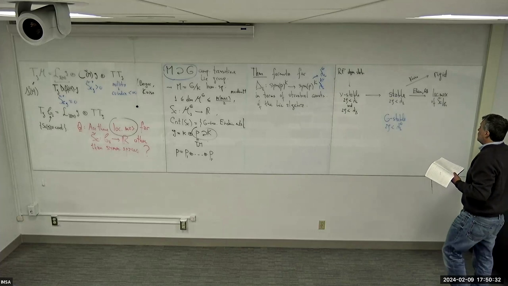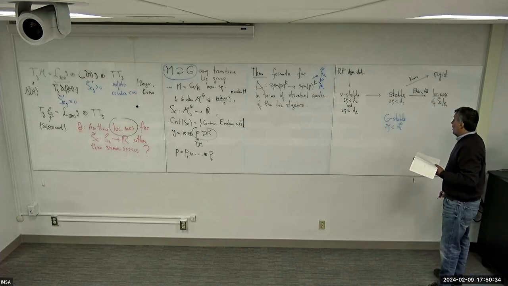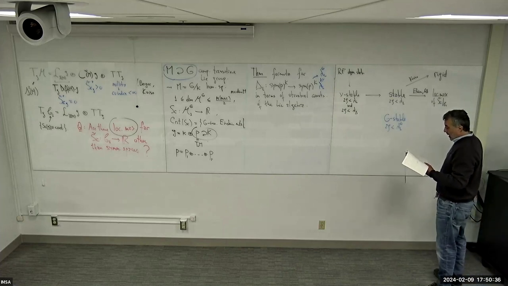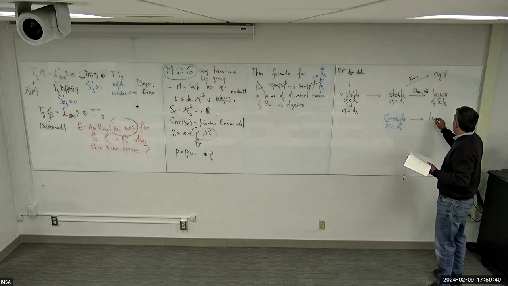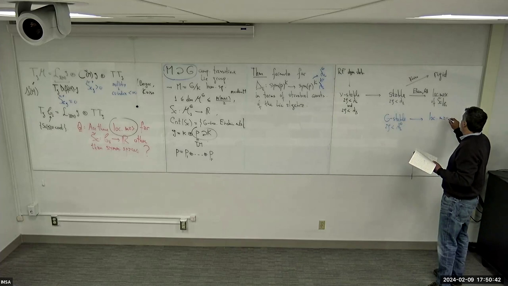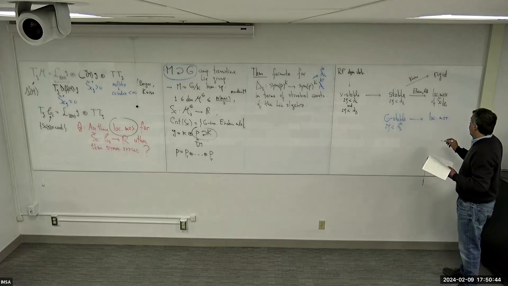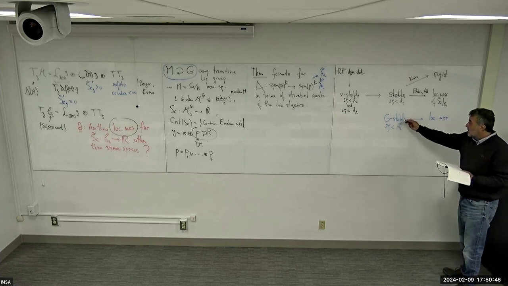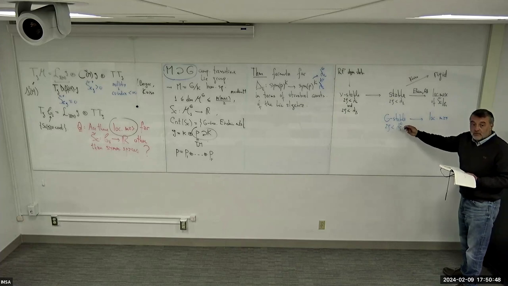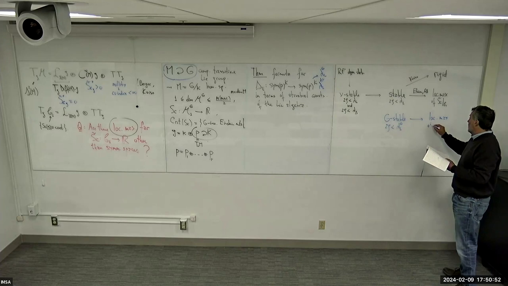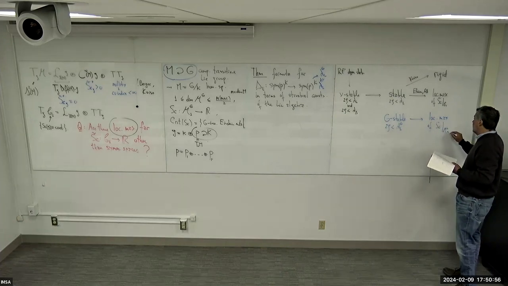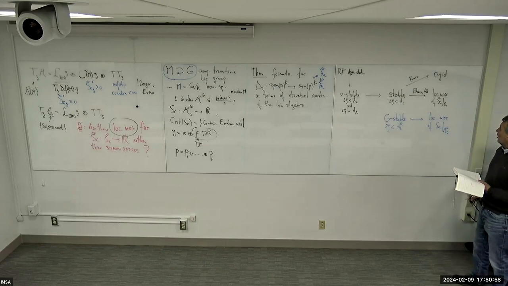In this case, of course, you also have that if it is stable, so the second derivative is negative definite, you get the local max, but now it's a local max of scalar curvature restricted to the set of G-invariant metrics.